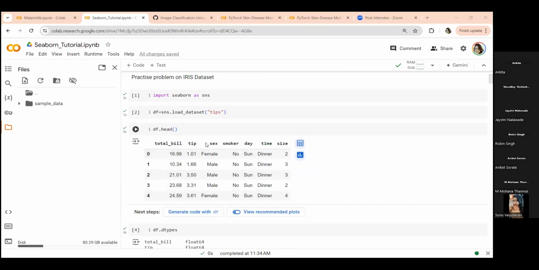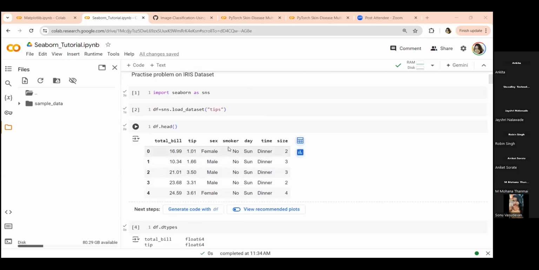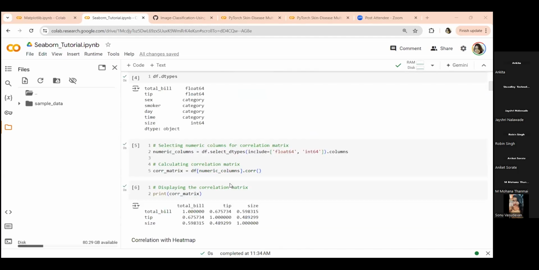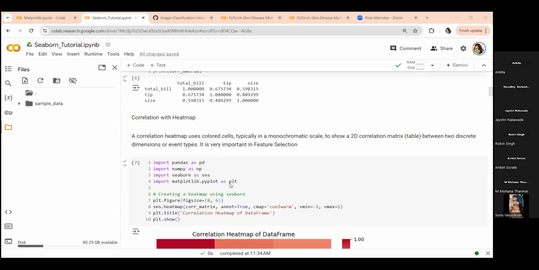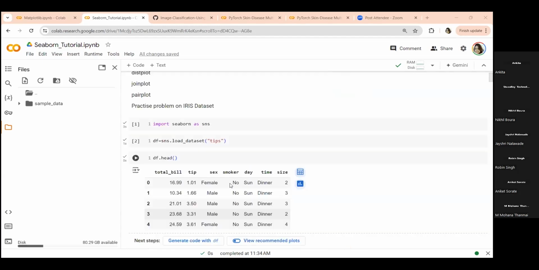And this sex, smoker, day, the sex and smoker, these are the categorical features, because they contain only two values. The output of the sex feature must be between these two, female and male, and the smoker output is also between these two, yes or no. These are basically called the categorical features.